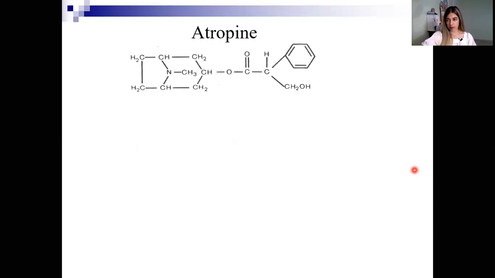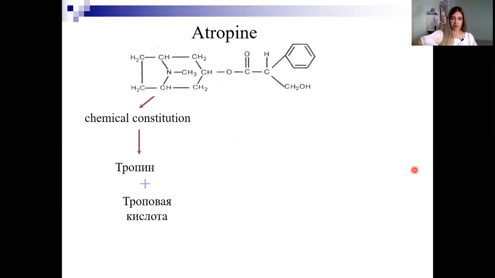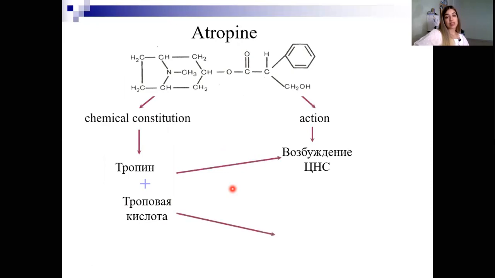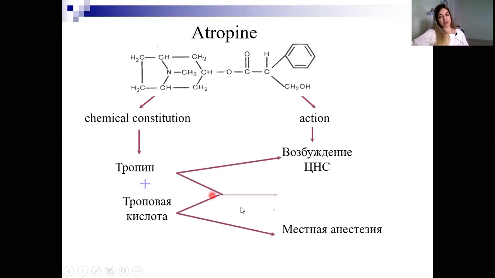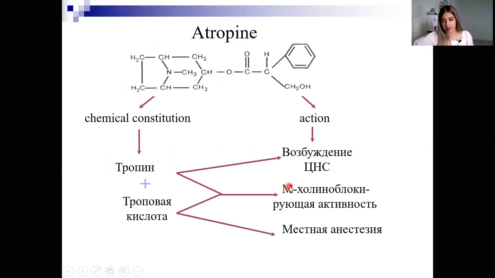The structure of atropine, you have already seen that, yes? So this chemical constitution is the tropine alcohol with the tropic acid. Again, alcohol with acid gives us the ester. So these two parts give us different effects. Again, sorry for this Russian, I don't know why.